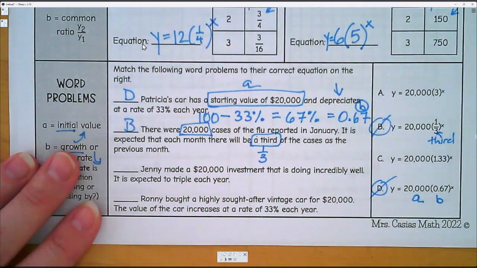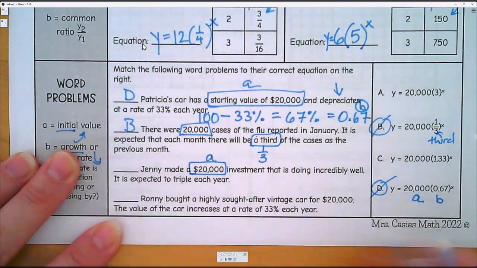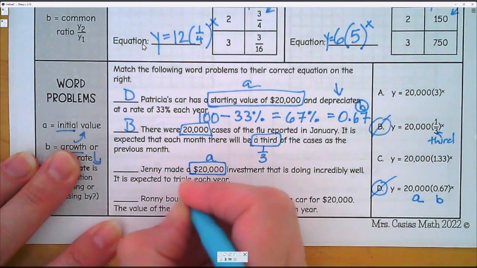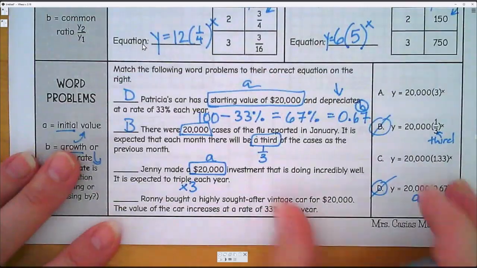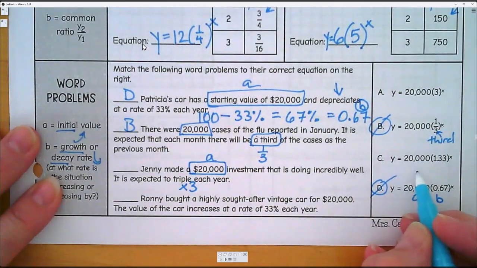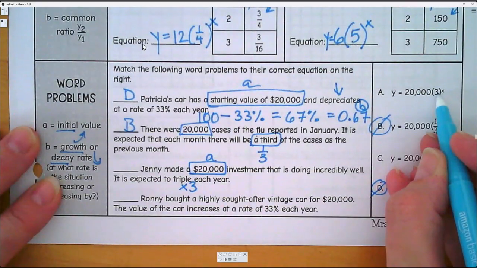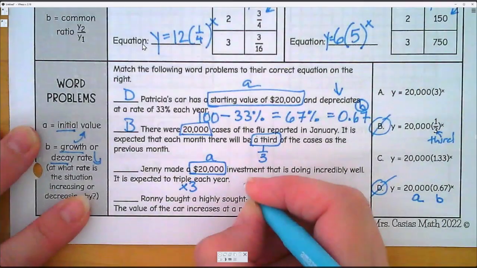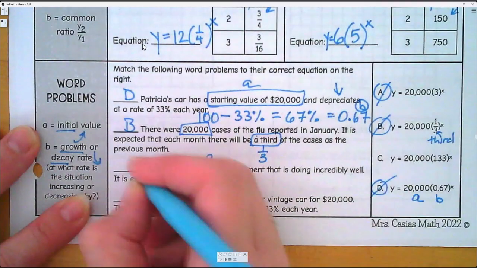Jenny made a $20,000 investment that is doing incredibly well. It is expected to triple each year. Oh my gosh, triple. Okay, so we're starting with 20,000 again, and we're tripling. Triple means multiplying by 3, right? We are getting 3 times bigger. That's a crazy good investment. I don't think that really exists. If we look at our options here, right, we see that 20,000 with a 3 as the multiplier, right? The 3 is the multiplier. So I know that this is my B value, and A should be the correct answer.